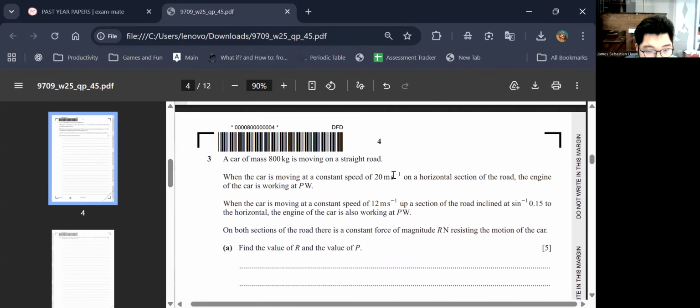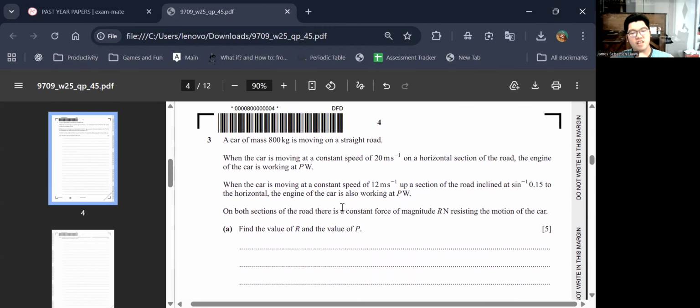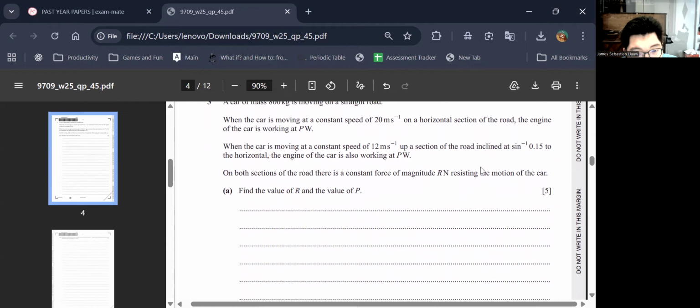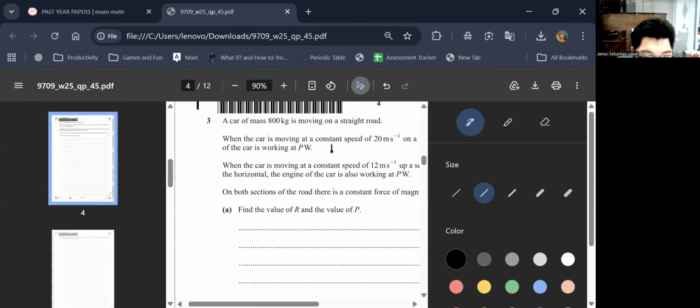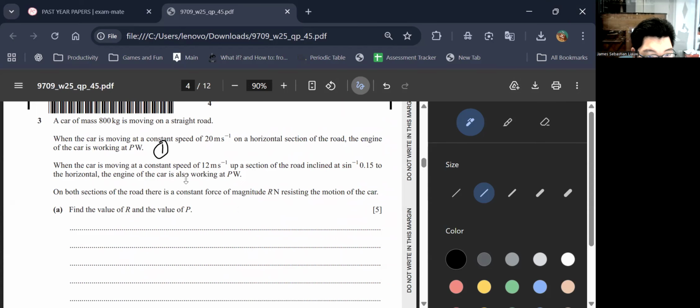Number 3. A car is moving on a straight road. Right. And here they give us two cases. This is case 1. And this is case number 2.